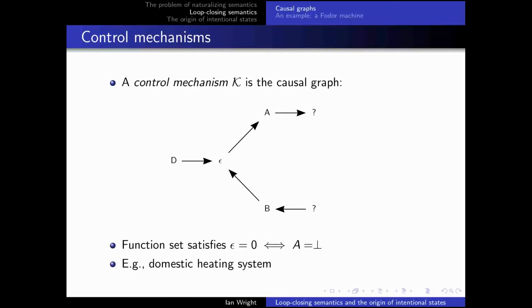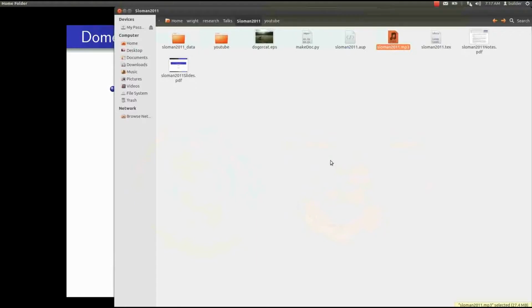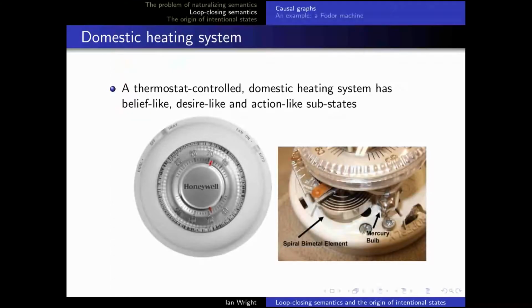A thermostat-controlled domestic heating system is a mechanical instantiation of the causal structure we just defined. Its physical states, such as the position and rotation of its spiral bimetal coil, are information-bearing states, which map to the causal structure we just outlined, and there are more details of that mapping in the paper.